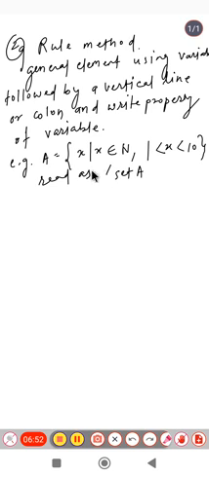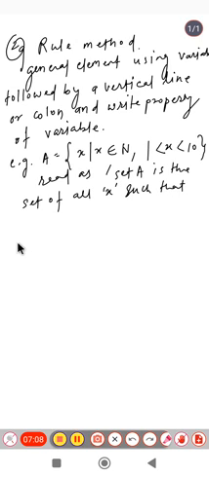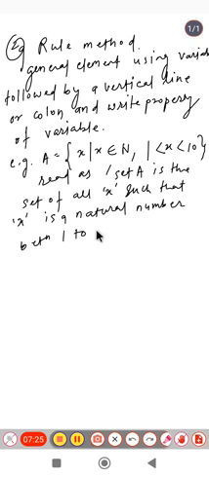We can read it as: set A is the set of all x such that x is a natural number between 1 to 10. Understand? This method we call the rule method.